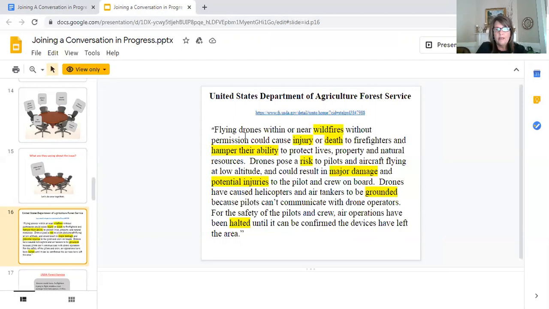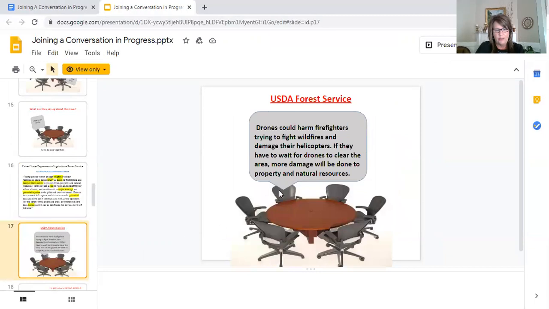So here we see some words: wildfire, injury, death, hamper the ability, risk, major damage, potential injuries, grounded, halted. And so the takeaway here is that we want to put on our word balloon their stance. So the USDA Forest Service stance is drones could harm firefighters trying to fight wildfires and damage their helicopters. If they have to wait for drones to clear the area, more damage will be done to property and natural resources. That's a summary of what they've said. So I put that in my own words.